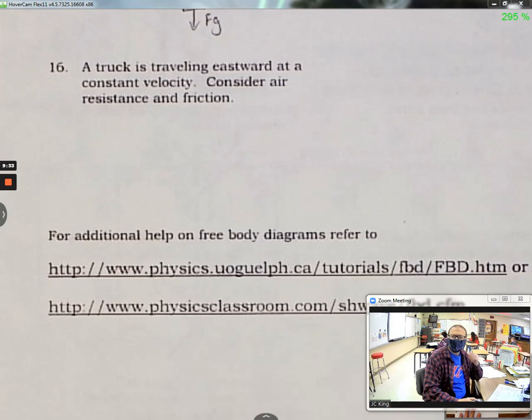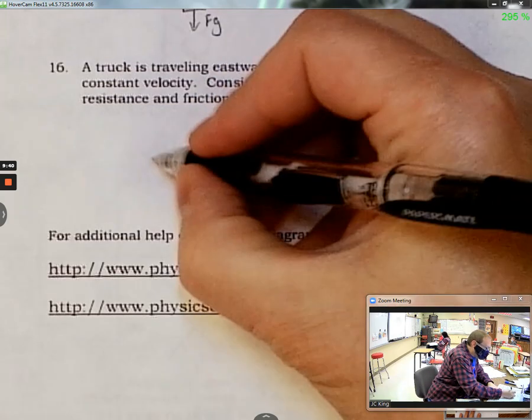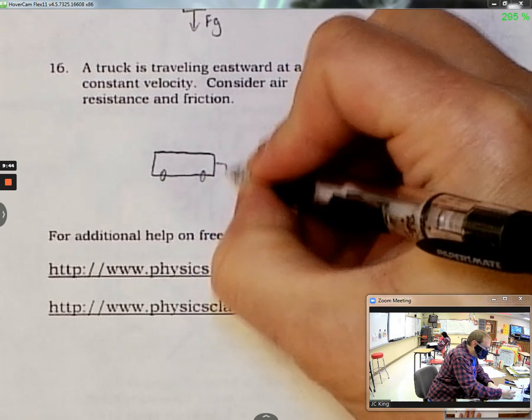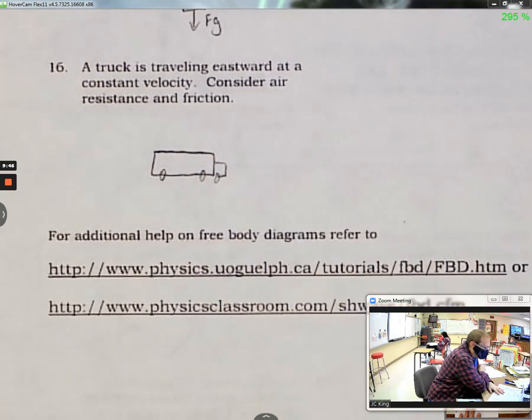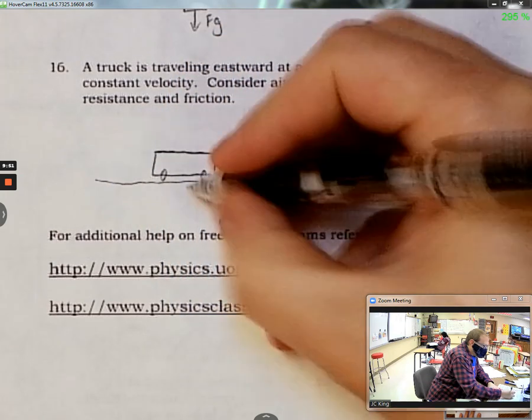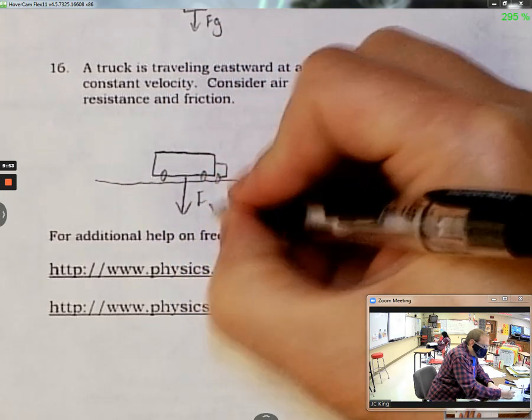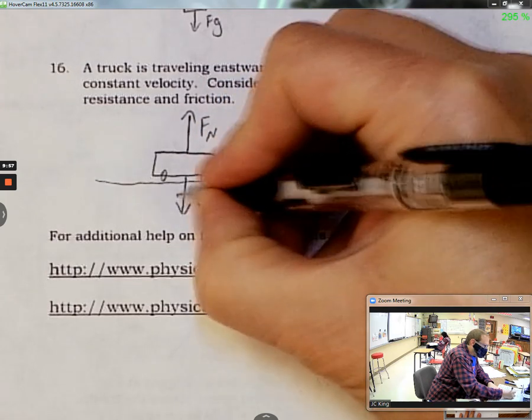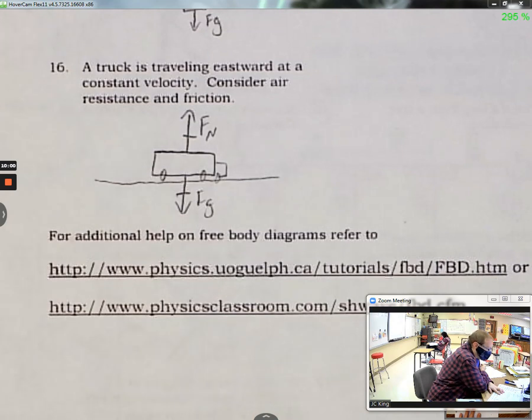16 then? Draw a truck. Okay. All right. So we're going to put a road underneath it. So we're going to have force of gravity and force normal. Those are going to be congruent, right? Okay, cool. Traveling eastward at a constant velocity.